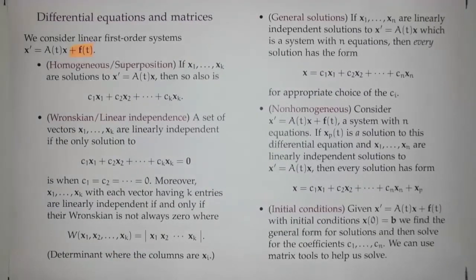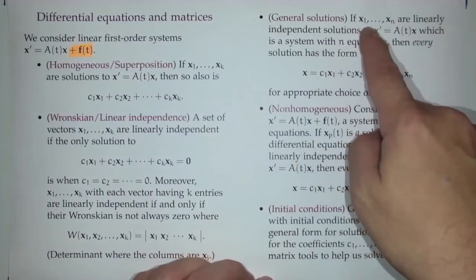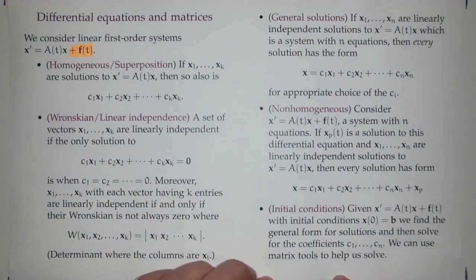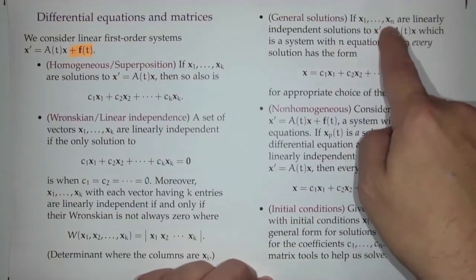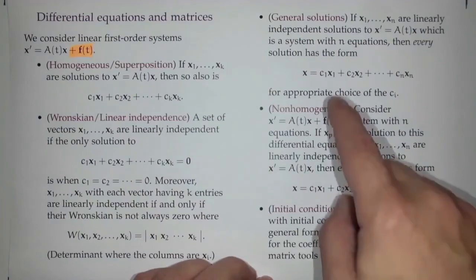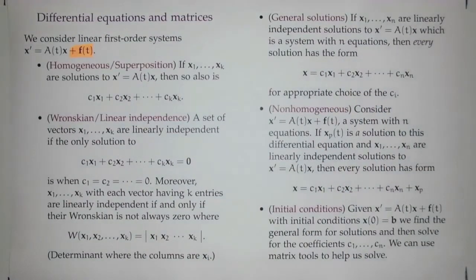All right. Well, now we can talk about things like the general solutions. It says, suppose you have a nice set of linearly independent solutions. And you have n solutions. It's a system with n equations. Then every solution is a linear combination. So this is, again, the same thing that we had before. It just says, if we have a nice set of solutions, combine them together, you get all solutions.